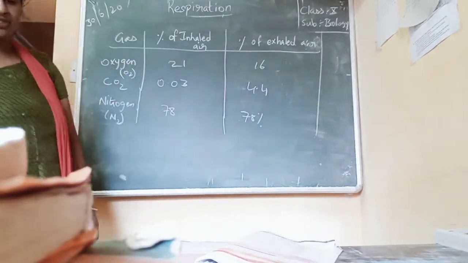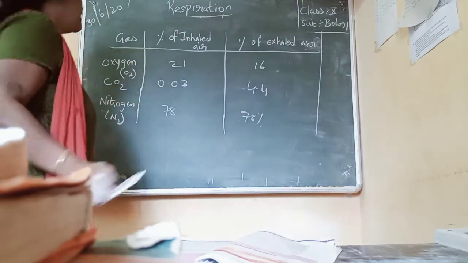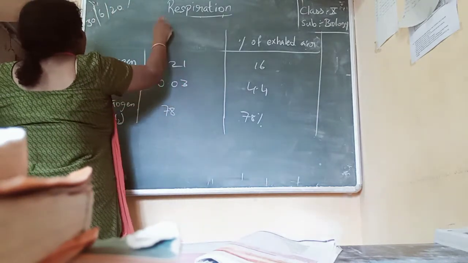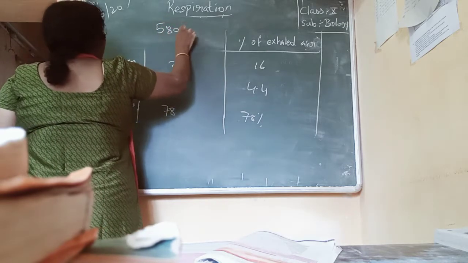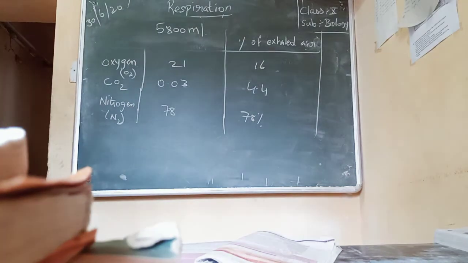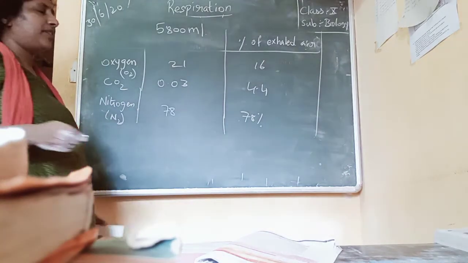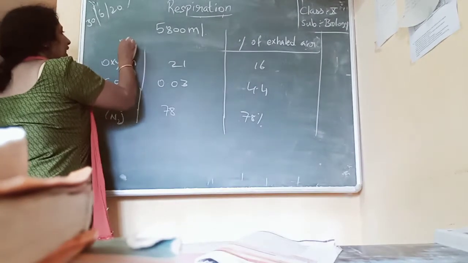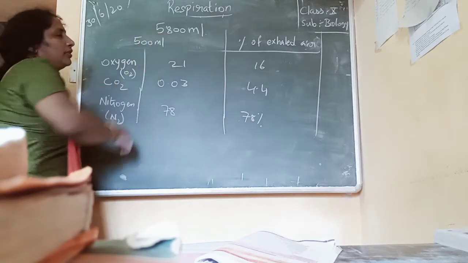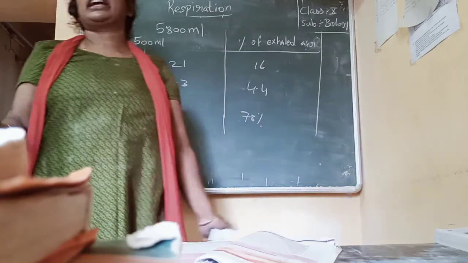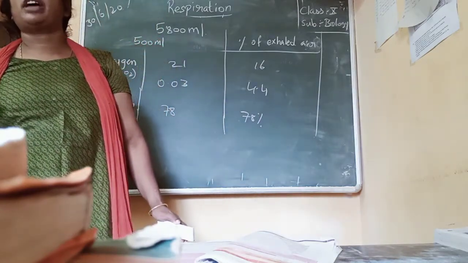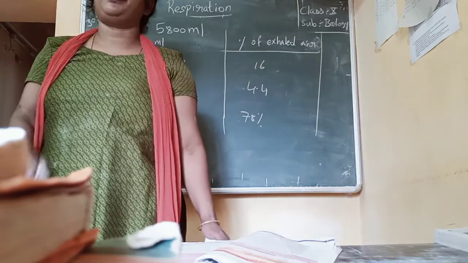So how much percentage of nitrogen is inhaled, that much is exhaled. So last class we have already seen that the lung can inhale almost 5,800 ml of air. During rest time, we are inhaling and exhaling 500 ml of air. When you are not doing any activity, then you are inhaling and exhaling almost 500 ml of air.